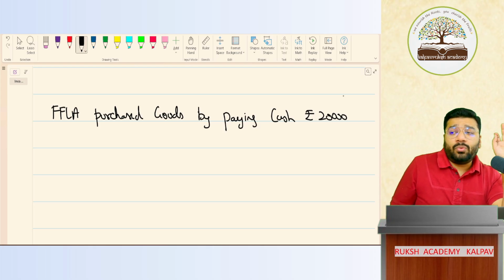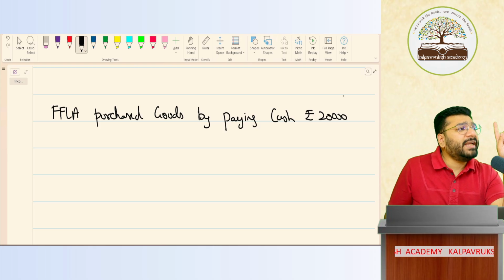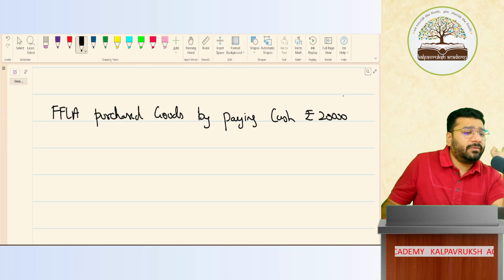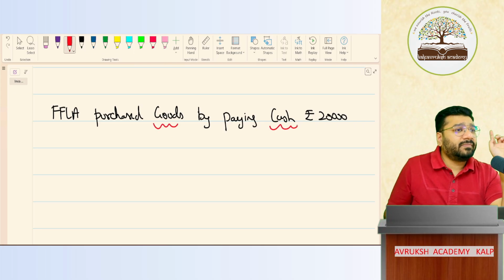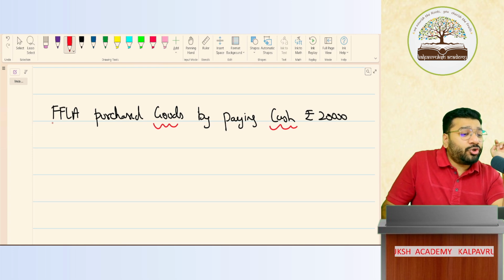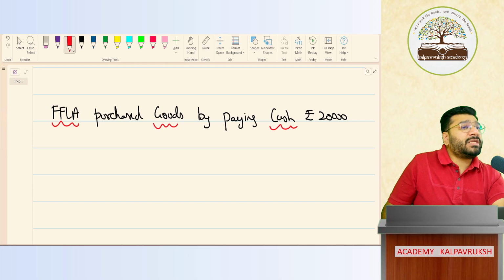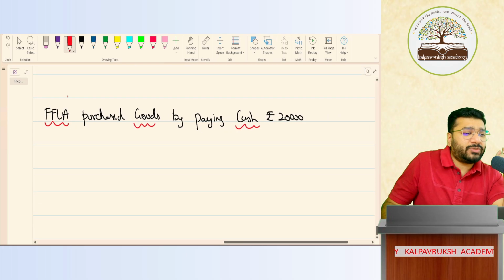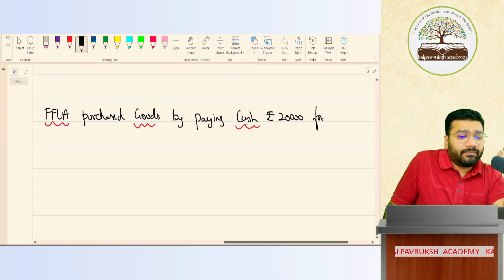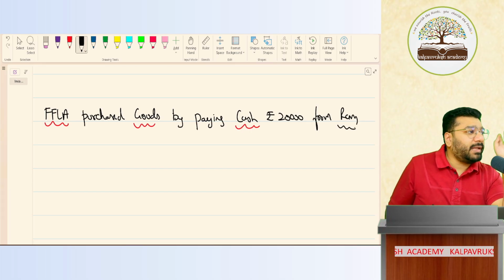So to check a transaction, what is the procedure? It should involve exchange or transfer of what? Goods. Very good. Goods, service and funds. Both are there. And it should be between two parties. In that, one should be the business, another person should be a third party. So let's say FFLA purchased goods by paying cash of rupees 20,000 from Ram. So can I say Ram is the third party? Ram is the third party. So this is a transaction.